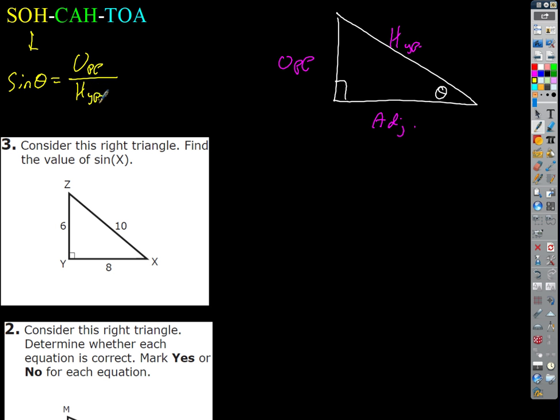Okay. So sine theta is the ratio of opposite over hypotenuse, right? We know that cosine of that angle is equal to the ratio of adjacent over hypotenuse. There you go. So, okay, make sense? Okay, we'll pick that up tomorrow. Good job.